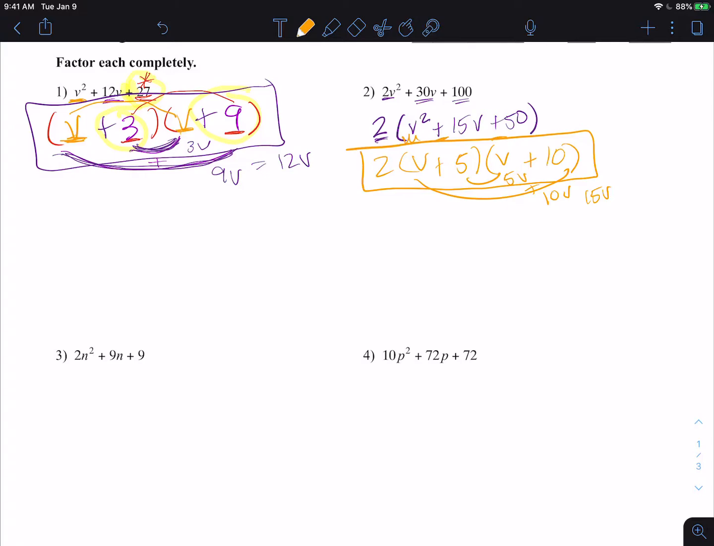If we look at the next one, this one gets slightly more complicated because notice here there's no common factor. We don't have a common factor between 2n squared, 9n, and 9. There's no common factor.